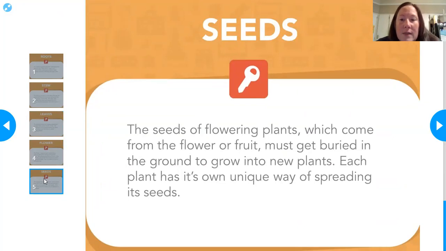And seeds. The seeds of flowering plants, which come from the flower or the fruit, that's important because I know apples have seeds. Peaches definitely have that big peach pit. Must get buried into the ground to grow into new plants. Each plant has its own unique way of spreading its seeds. Well, I think I just learned the important parts of a plant and how they apply to the life cycle of a plant. Like if I don't know what their function is, I can't put that plant's life cycle together.